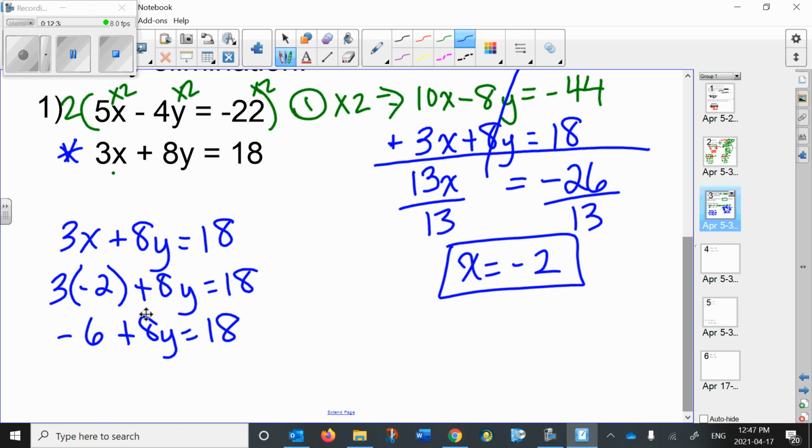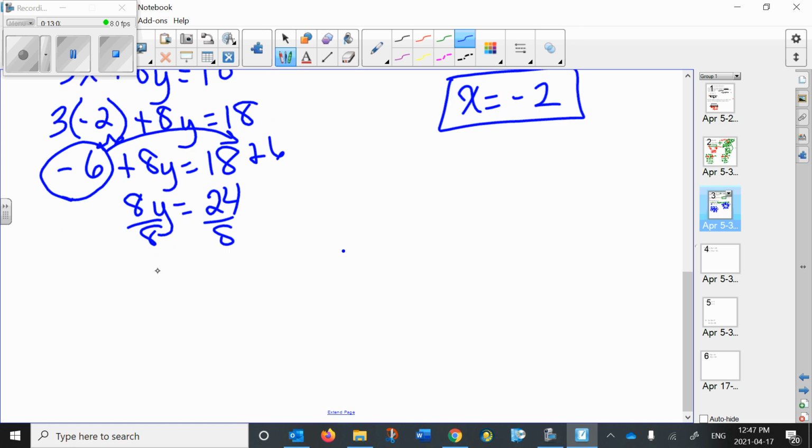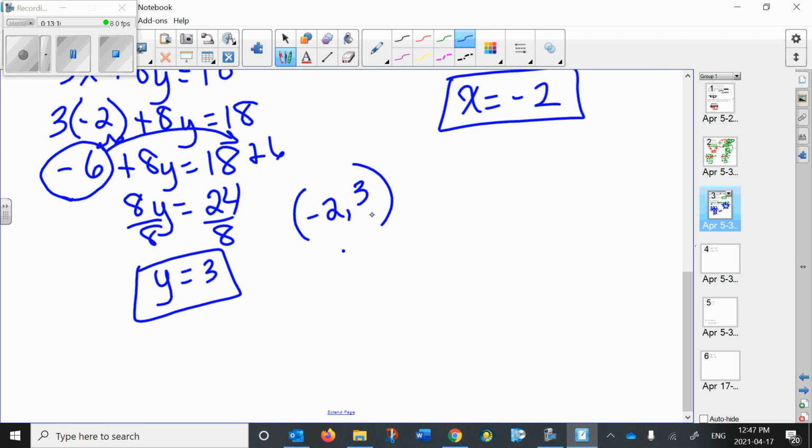And we have to get y by itself. So I want to bring this -6 over the equal sign, or add 6. That's what I'm doing over here. And I get 8y is equal to 24. Yeah, 24, sorry. And then I divide by 8, and I get y is equal to 3. Okay? So basically my solution is x is -2 and y is 3.